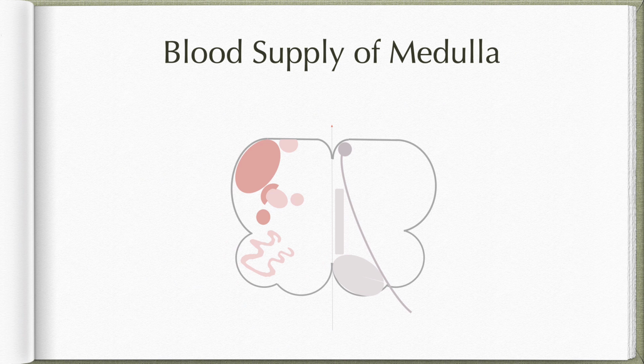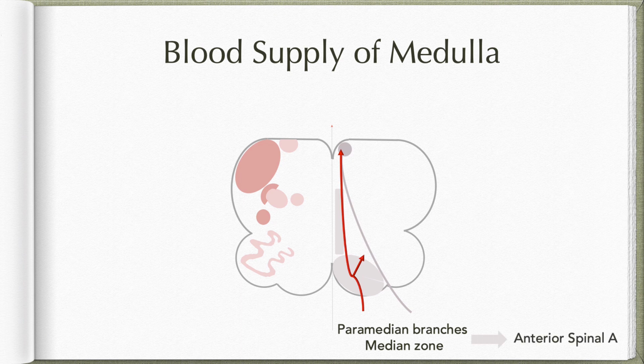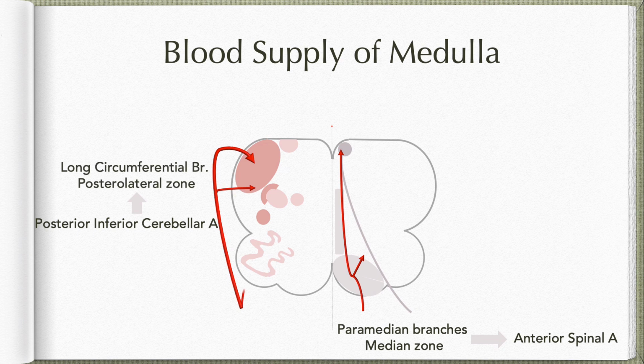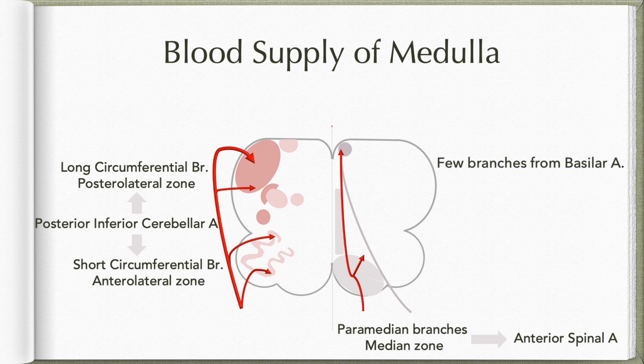Now coming to the blood supply of medulla. The paramedian branches which will be supplying the median zone will be arising from the anterior spinal artery. As you recollect, this is the branch of vertebral artery. The anterolateral and the posterolateral zones will be supplied by branches given by the posterior inferior cerebellar artery, again a branch of the vertebral artery. Uppermost part of the medulla, however, may receive few direct branches given by the basilar artery.